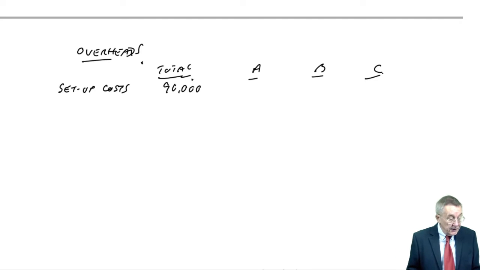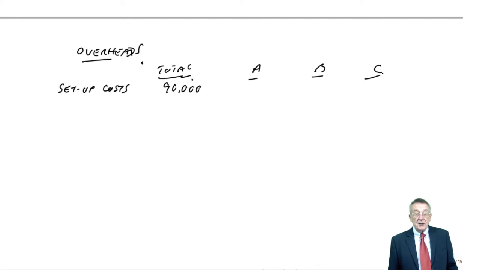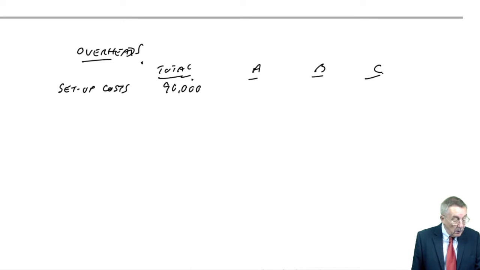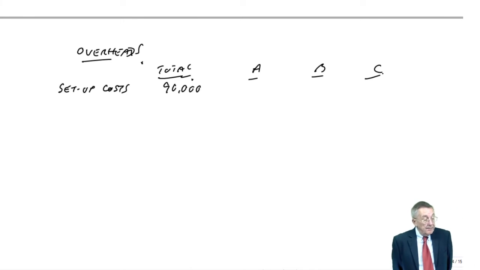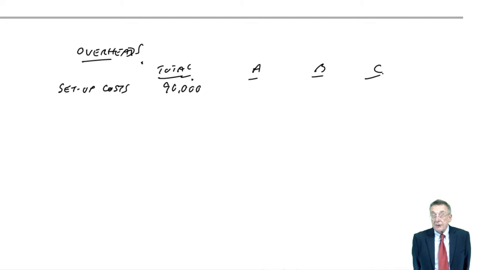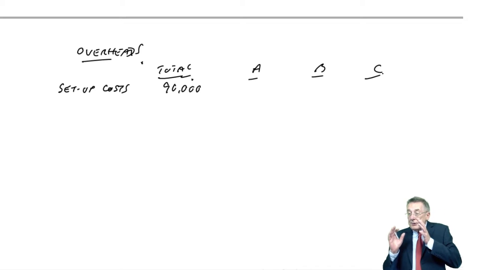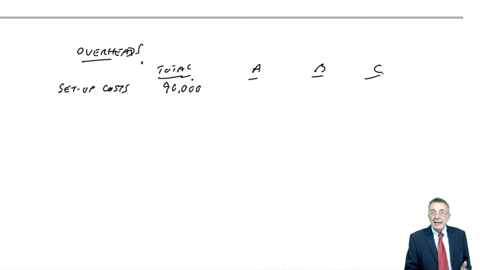We're spending 90,000. What's causing us to spend the 90,000? Well, that's the cost driver data below. If you look at the information at the bottom, which so far has not been relevant, those setup costs, we've got that cost because we keep having to set up machines. And we're told how many setups there are for each of the 3 products.